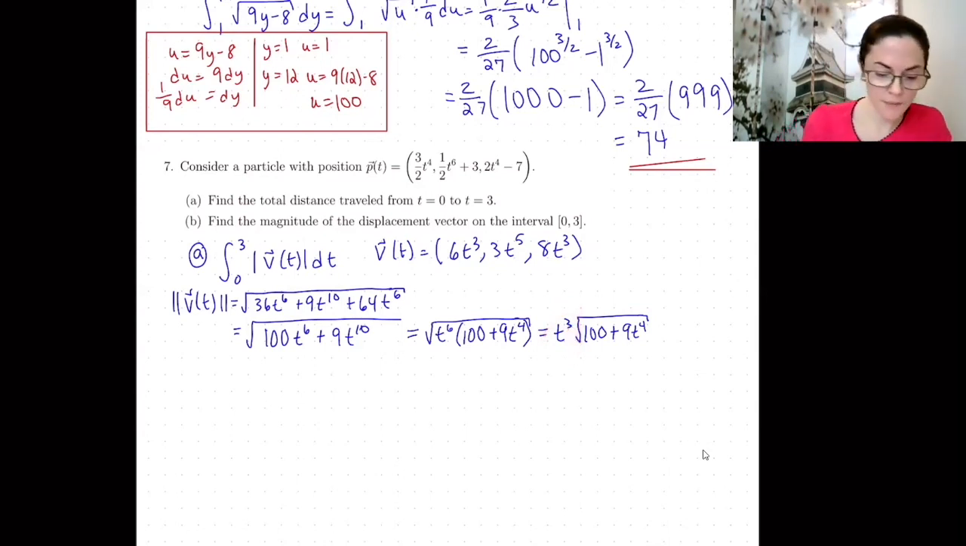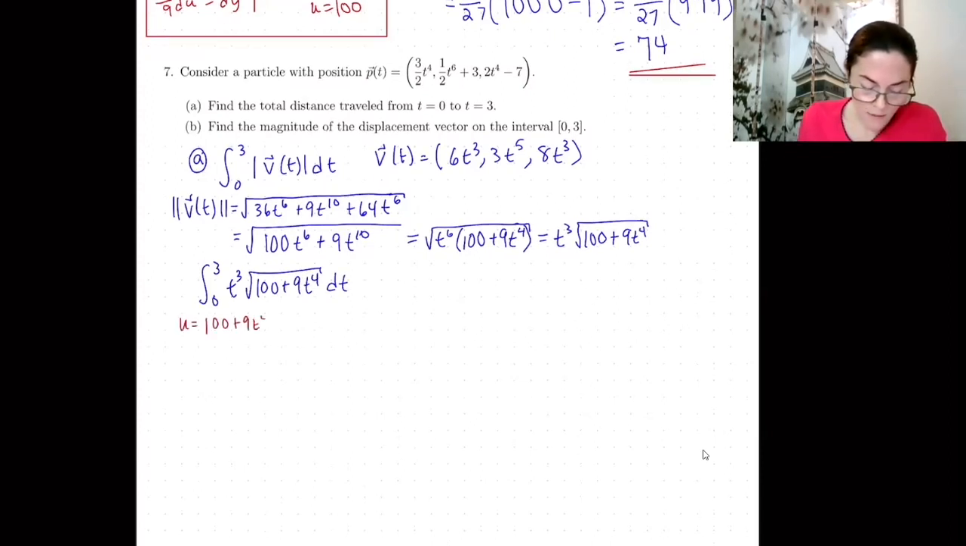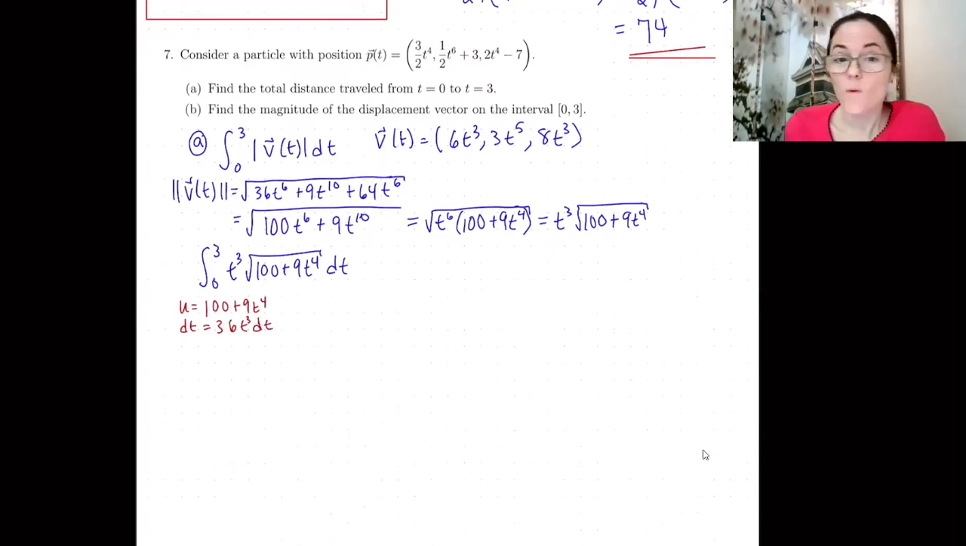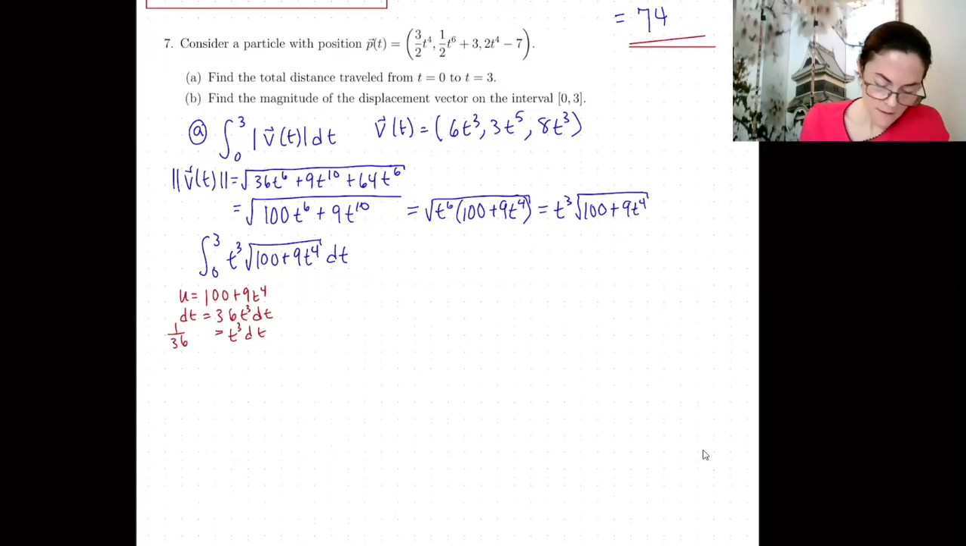So this is substitution. We have an integral 0 to 3, t cubed square root 100 plus 9 t to the 4th dt. u is 100 plus 9 t to the 4th. du is 36 t cubed dt. We have t cubed dt, which is 1 over 36. Pardon me, I wrote dt and said du. It didn't make a lot of sense as I wrote it. I said it correctly and wrote it wrong. du is, take the derivative, 36t cubed dt. And then 1 over 36 du is what we have in our integral. It's t cubed dt. t goes from 0 to 3.